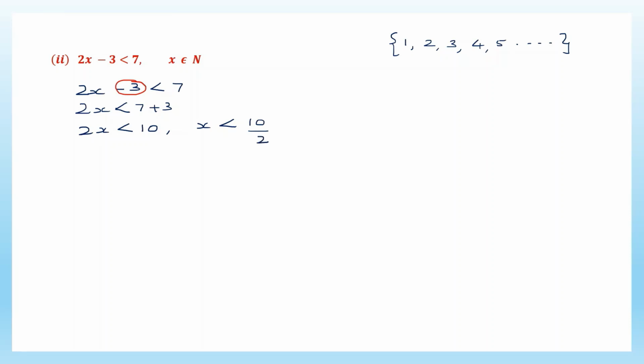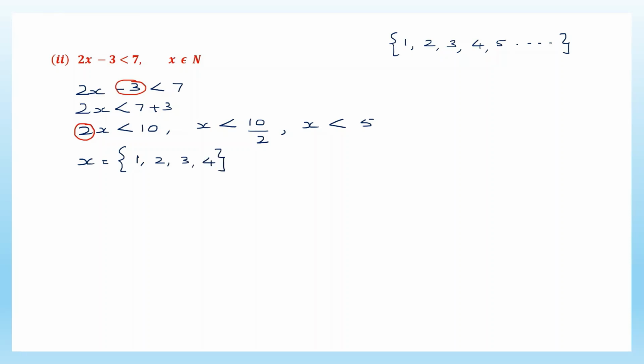How did it become division? Here 2 is multiplication, 2 into x. So I have taken it from the left hand side to the right hand side. So it's become division. So x is less than 10 divided by 2, which is 5. So x is less than 5. So let's find the solution set for x. The solution set for x will be all natural numbers less than 5. We will not write 5 because it says x is less than 5. So all numbers less than 5. So we just have 1, 2, 3 and 4. So let's write the solution set: 1, 2, 3 and 4.